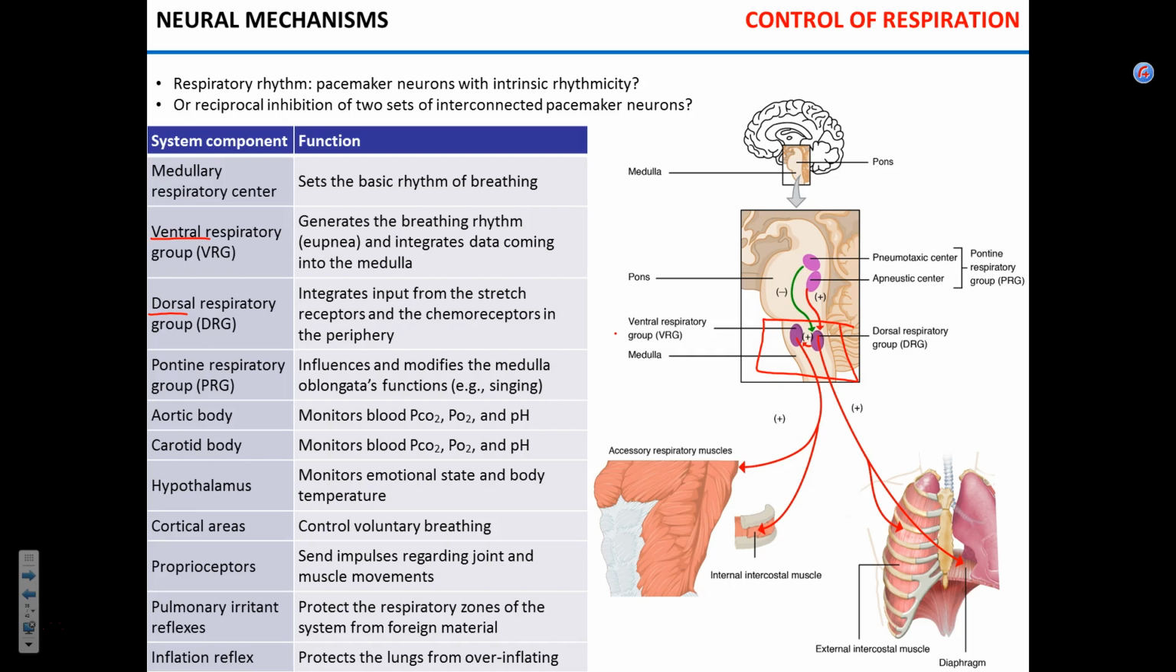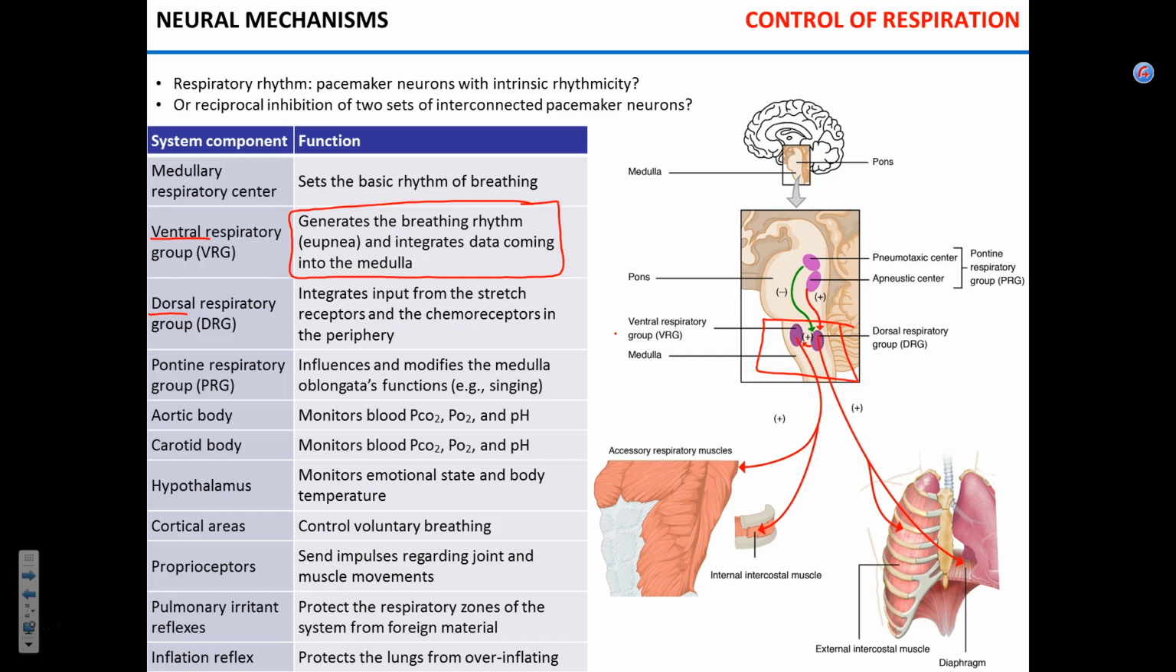Let's take a look at what they do. The ventral group generates the breathing rhythm. Right now, as you are breathing, the main activity is coming from the ventral respiratory group. Am I clear? Does that make sense? Now, what's the role of the dorsal respiratory group then?